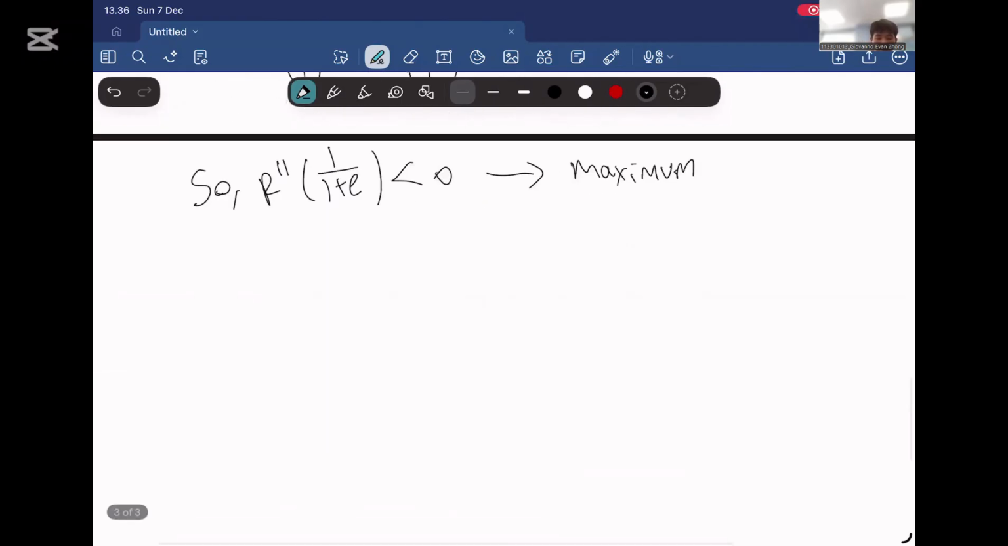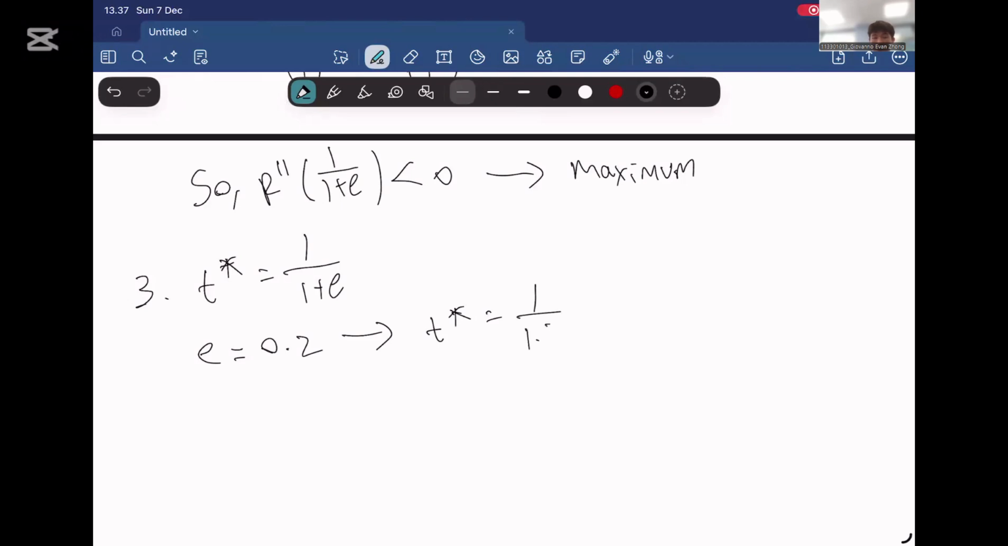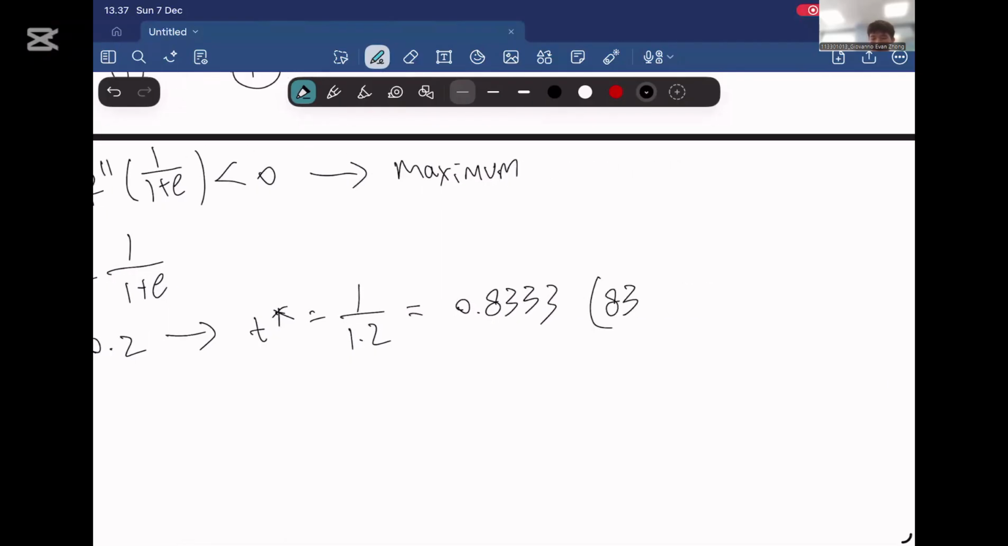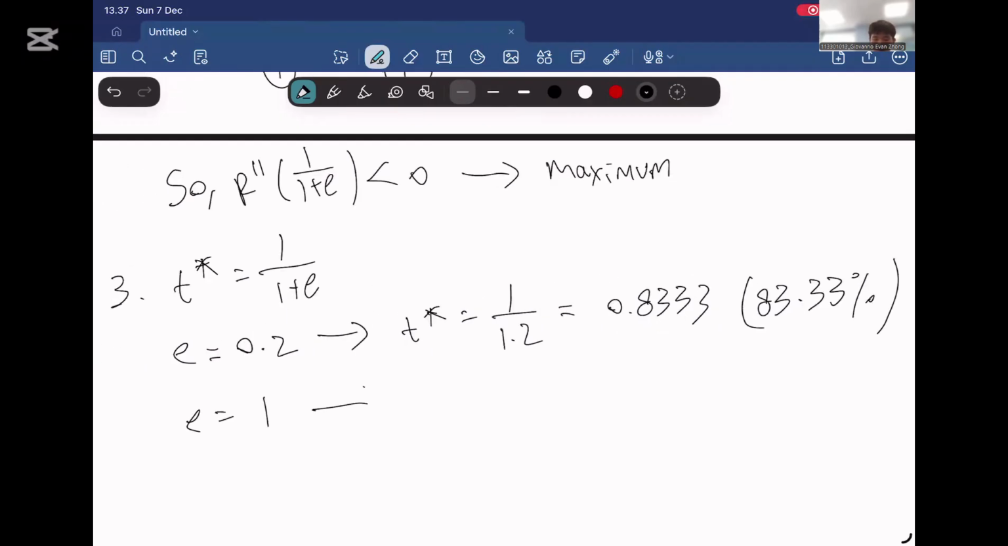Next, I'm going to find this one. So number 3, t star equals 1 over 1 plus e. If e equals 0.2, then t star equals 1 over 1.2, or 0.8333, or 83.33%. While if e is 1, then t star equals 1 over 2, or 0.5, or 50%.